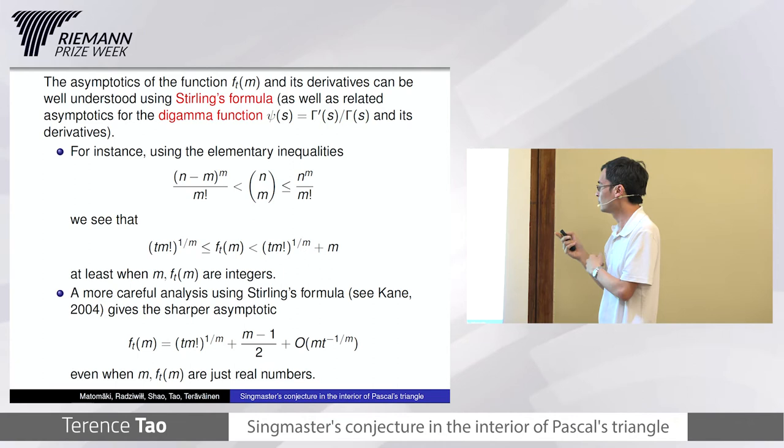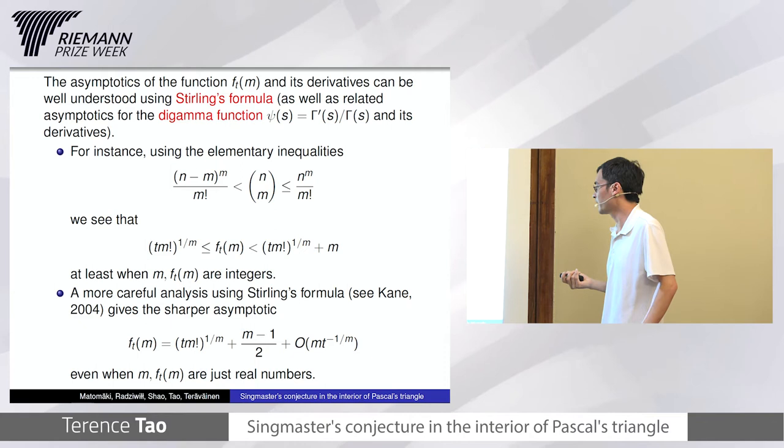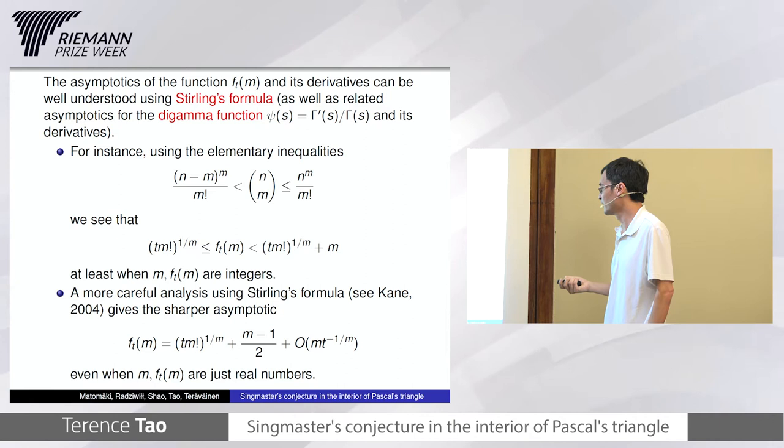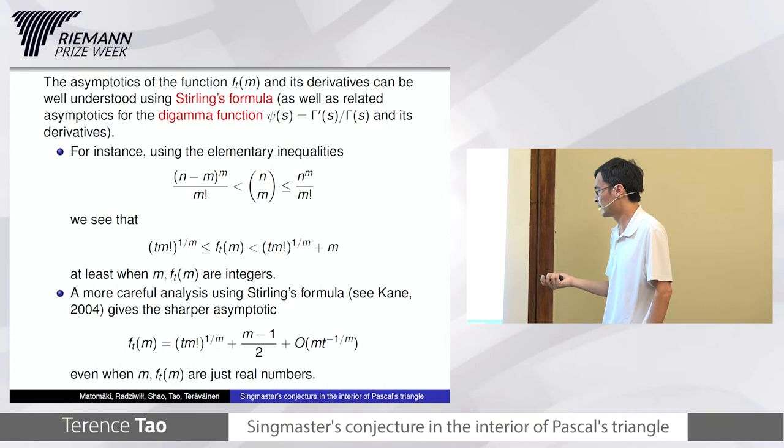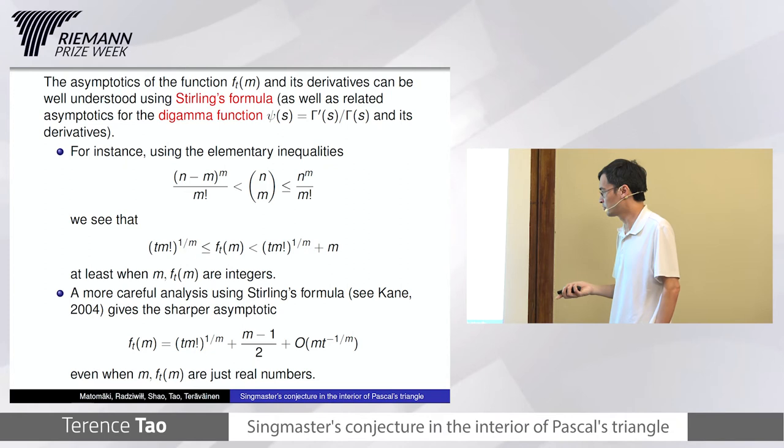The gamma function we understand very well. There's lots of asymptotics, and we know roughly what this function looks like. So this function f_t is transcendental, but you can do asymptotic approximations, and it has a fairly good approximation. It's roughly t times n factorial to the 1 over m. So it's fairly well controlled, and we also understand its derivatives.